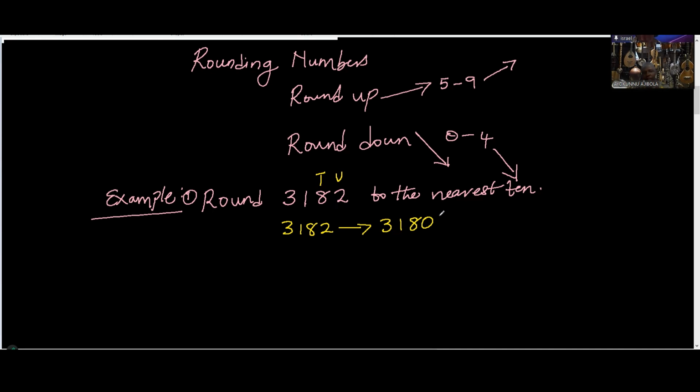Because when you're counting in tens, you have 10, 20, 30, 40, 50, 60, 70, 80. So after 80 should be 90, yes or no? Yes. But this is 82, so it's not even halfway. If it's 85 and above, I can take it to 90, which is the next 10. So I have to take it back. That is a rounding down.